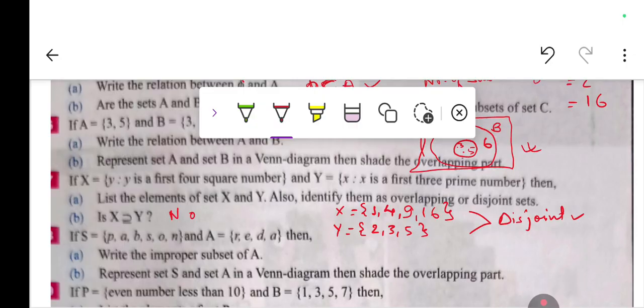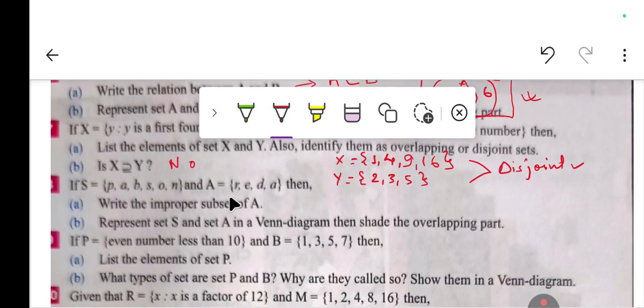Another question. If S is equal to PAPSON and A is equal to REDA, write the improper subset of A. Improper means same to same. So let me write the improper subset of A. Let me suppose it X. X is equal to, again same thing, you can write REDA, or somebody wants to write READ. That doesn't matter, but the elements should be same to same. That is an improper subset.